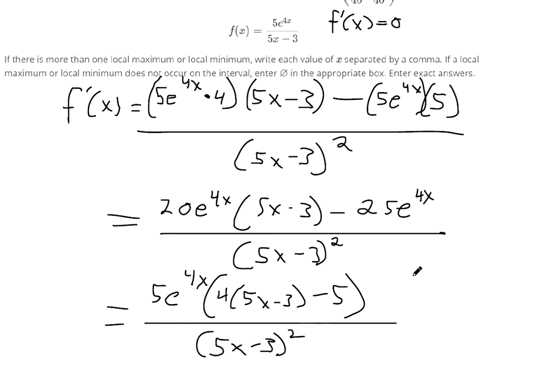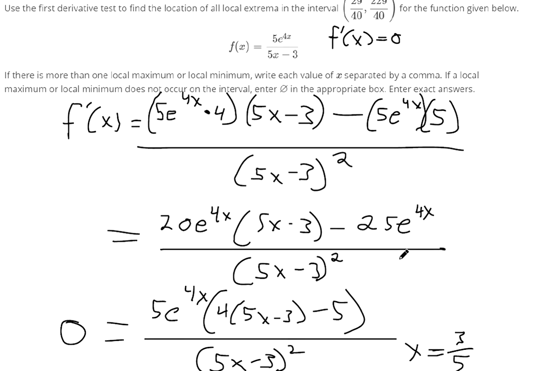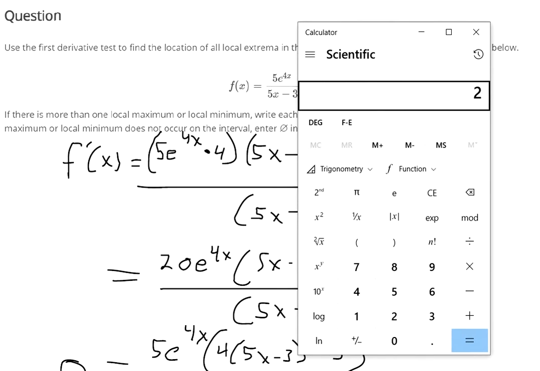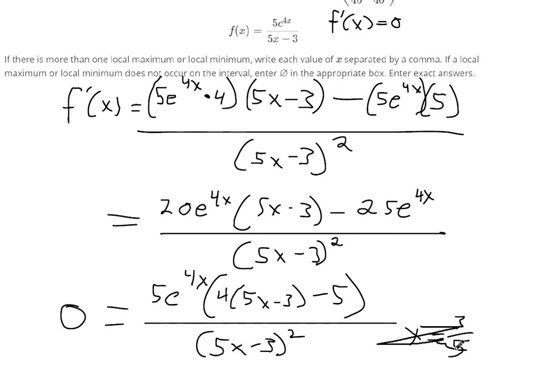So critical points are places where the derivative equals 0 or where the derivative fails to exist. Clearly we have a divide by 0 problem if we had 3/5 in here. But we don't have to analyze 3/5 because it's not between these two numbers. 29 divided by 40 makes 0.725, so we don't have to worry about that part. Instead, we can try to find the other critical points, the ones for x that would make the derivative equal 0.